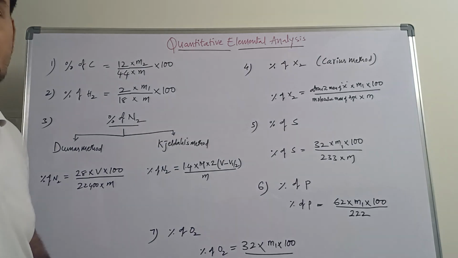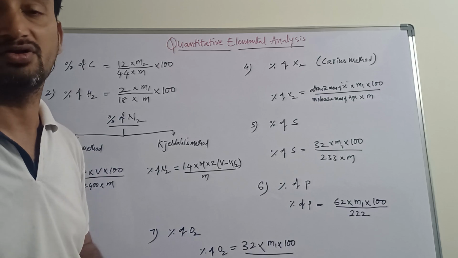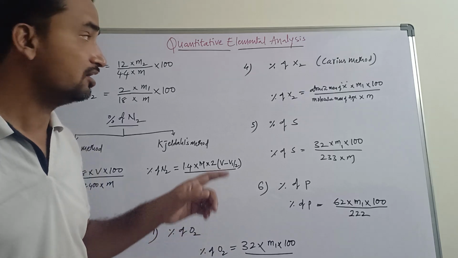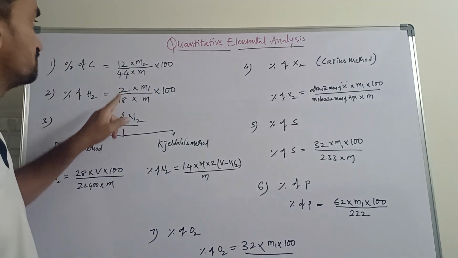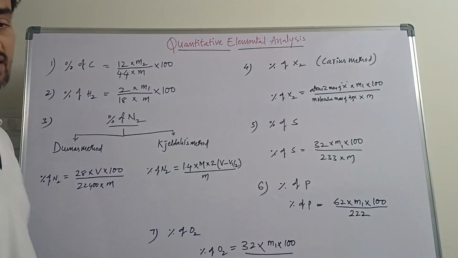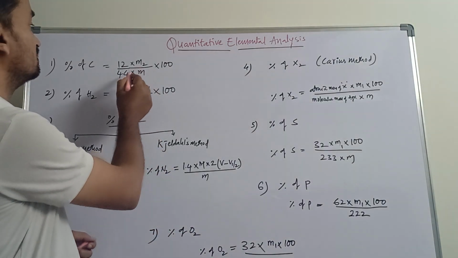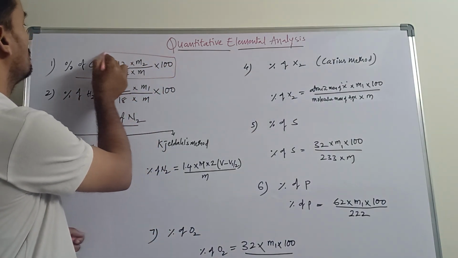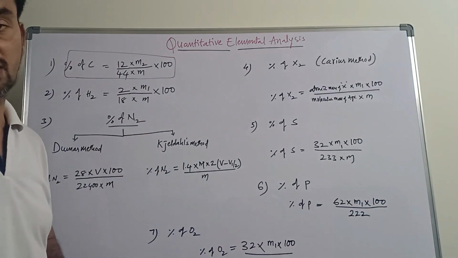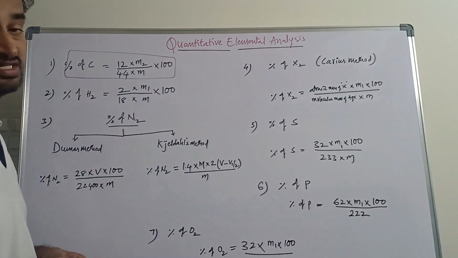Now the percentage of carbon. Suppose the same organic compound is burnt with oxygen; you will know that carbon dioxide will be formed along with water. The percentage of carbon can be calculated with the formula 12 by 44 into m2 by m into 100, where m2 is the amount of carbon dioxide formed. So this formula is for the percentage of carbon, and the earlier formula is used for the percentage of hydrogen.